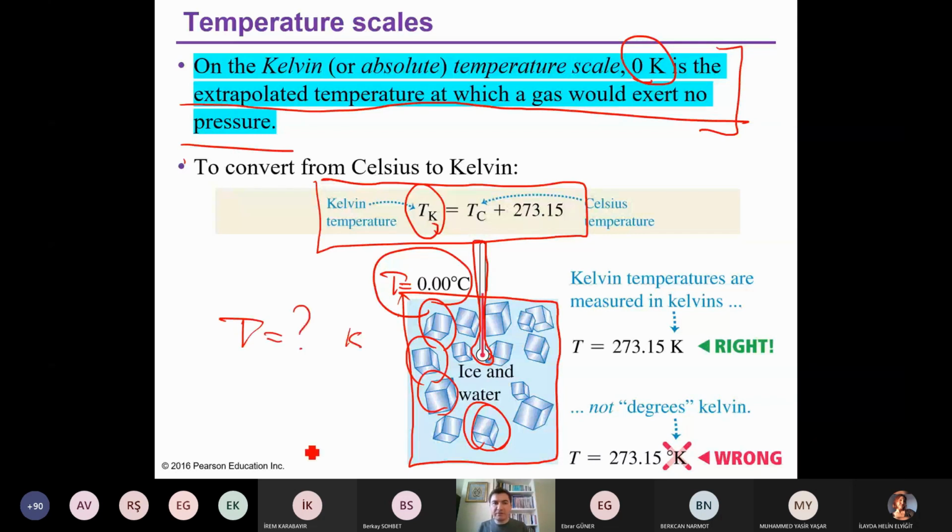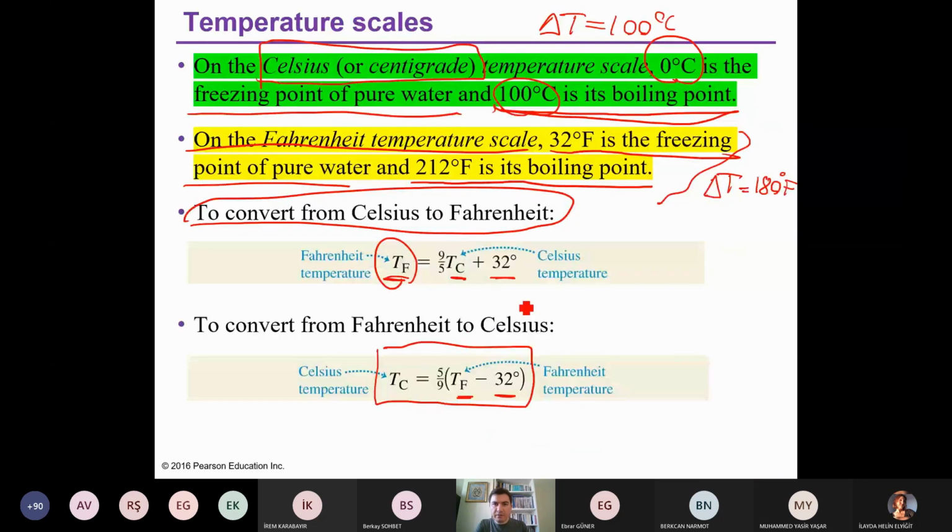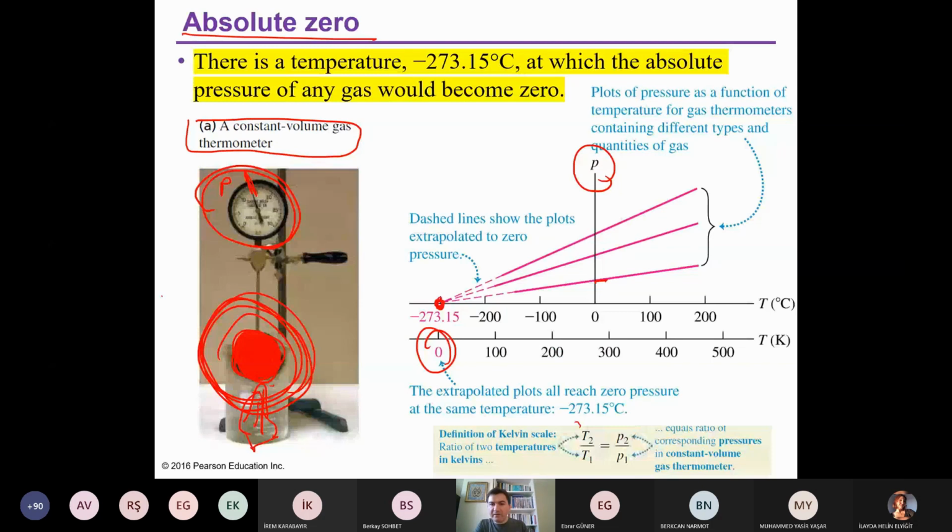You can use this conversion here, but you must be very careful. There is no degree symbol here. You should use just capital K. Here there's a degree symbol, and this is the wrong representation. Don't use degrees in the Kelvin scale. In the Fahrenheit scale, we have a degree symbol here, you see. In the Celsius scale, we have a degree symbol here, but in the Kelvin scale, we don't have any degree symbol. Don't use the degree symbol in the Kelvin scale.